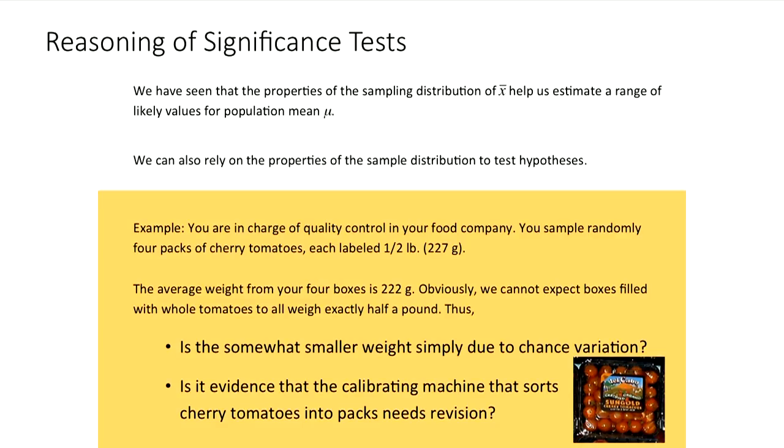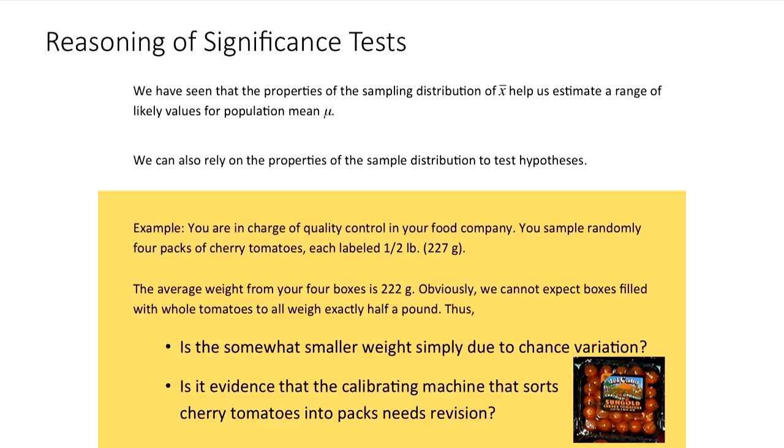So we have seen how the properties of the sampling distribution of a sample mean help us to estimate the range of the likely values for the population mean, which we call mu. But we can also rely on this in order to test a hypothesis. Let's say that you are in charge of the quality control for a food company. You can't, of course, sample all of the tomato packs that your company puts together. But you know that the packs are supposed to be about a half pound, about 227 grams. So you randomly sample 4 packs of those cherry tomatoes and you weigh them. The average weight from the 4 boxes that you sample was 222 grams.